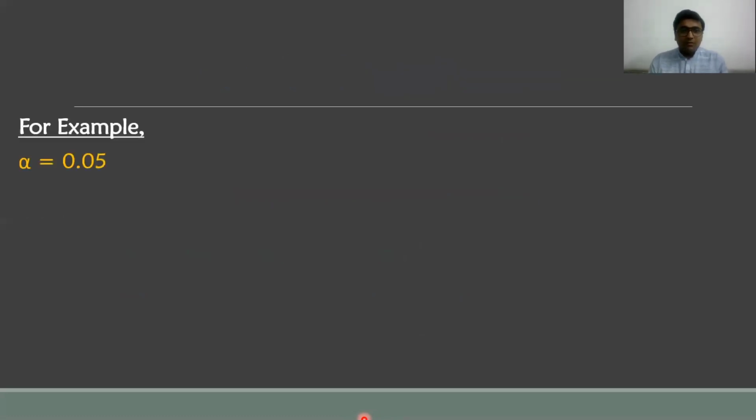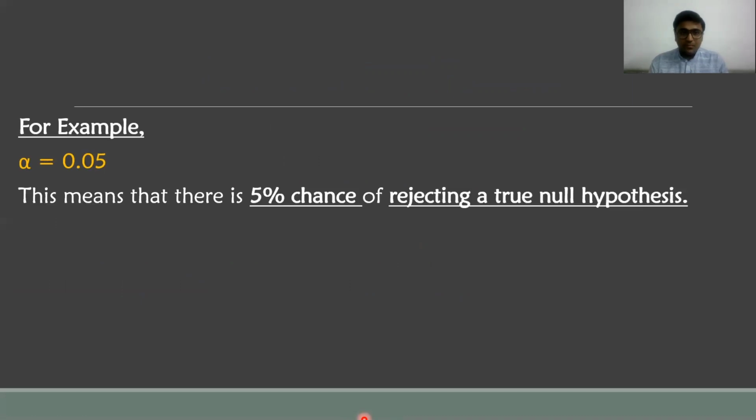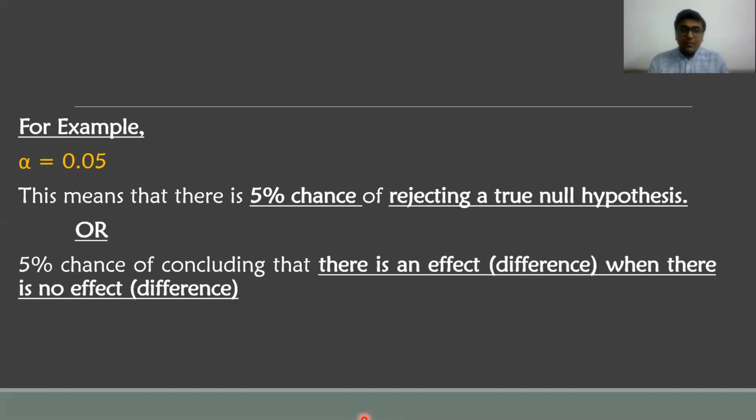For example, alpha is equal to 0.05. This means that there is 5% chance of rejecting a true null hypothesis or 5% chance of concluding that there is an effect when there is no effect.